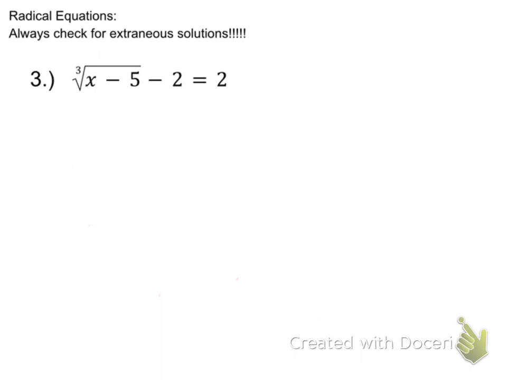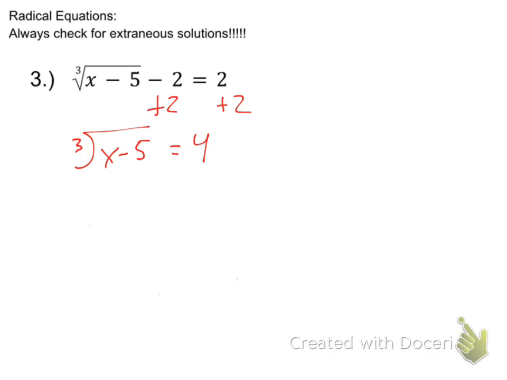Okay, now we're into this problem. I've got the cubed root of x minus 5, minus 2 equals 2. Step number 1 said, isolate, right? Separate. What do I have to get rid of then? Just the radical? No, I can't do that yet. Oh, the 2. I gotta get rid of the minus 2. To get rid of a minus 2, add 2. Everybody with me, right? So is everybody okay with adding 2 to both sides? I got a 4.